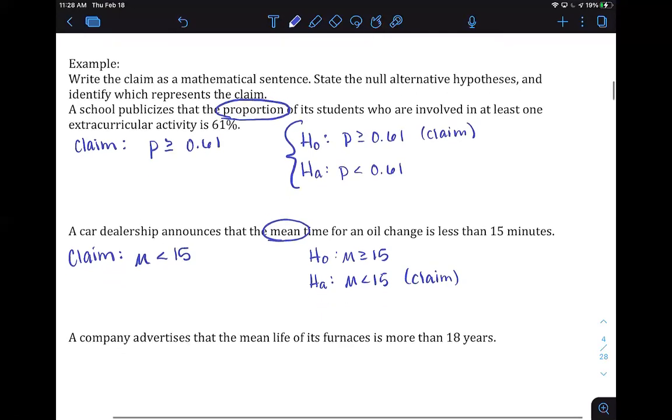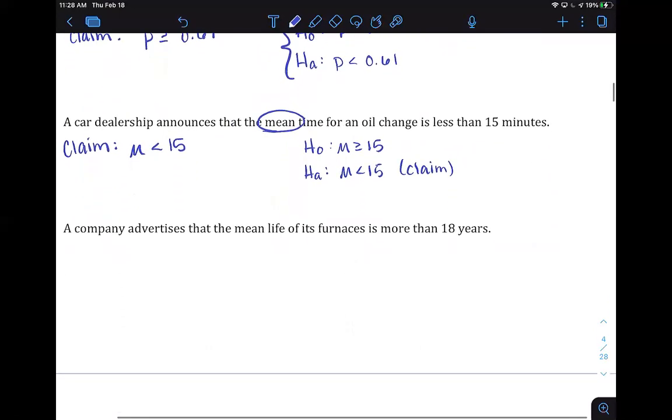A company advertises that the mean life of its furnaces is more than 18 years. So what would that claim statement be? What's our population parameter?